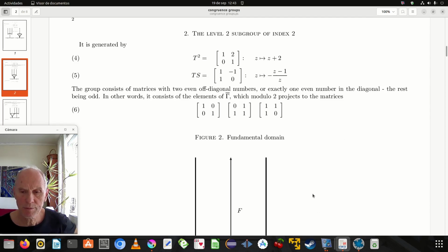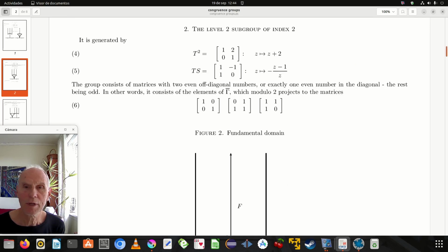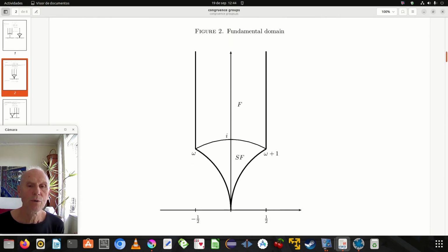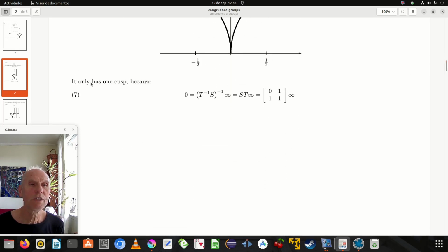So my description, I agree with my description. It's A4. But they use S as, well, that's okay, that's another possibility. Oh, when I use T, I only have one cusp. And here they have to argue that, or I had to argue that it only had one cusp.